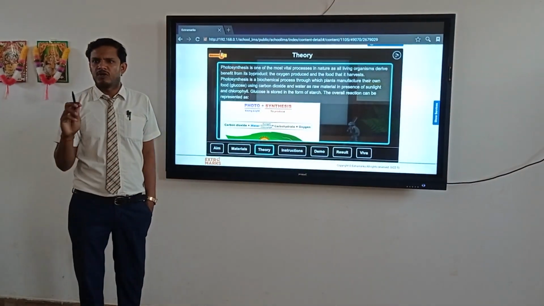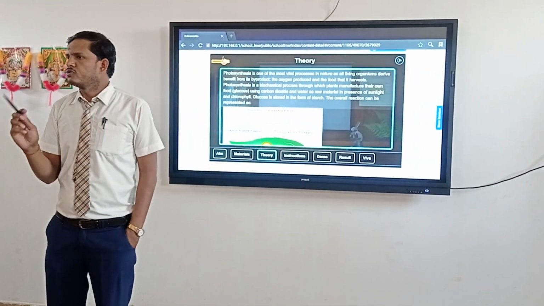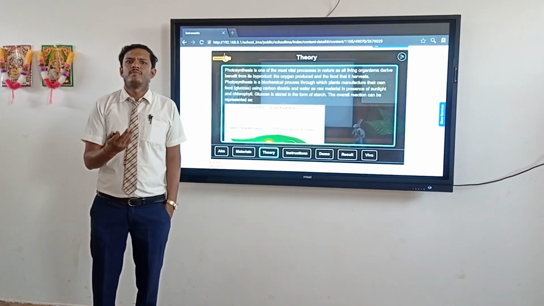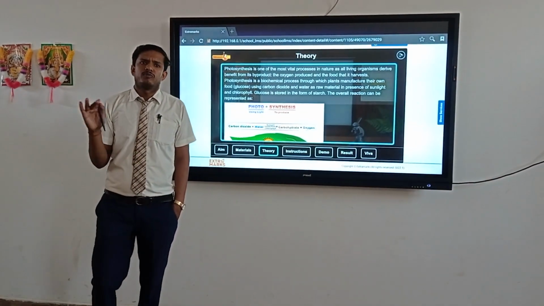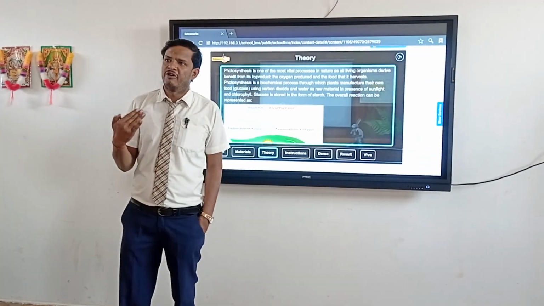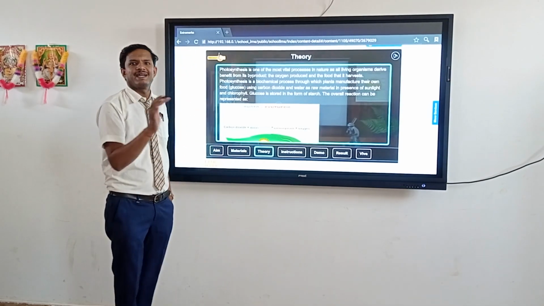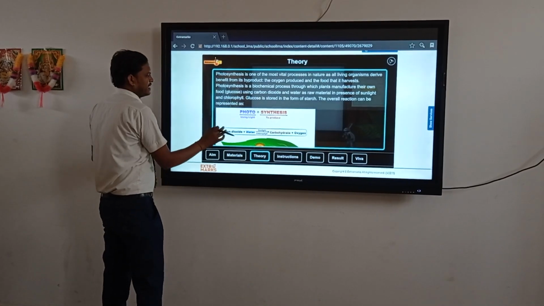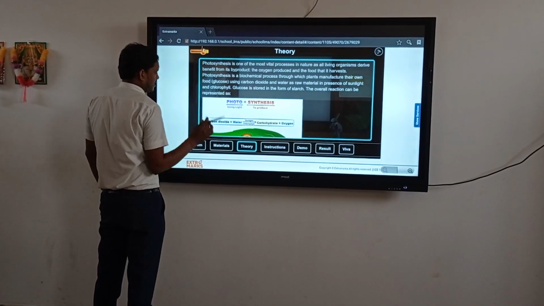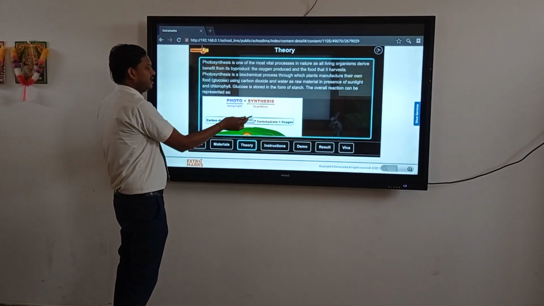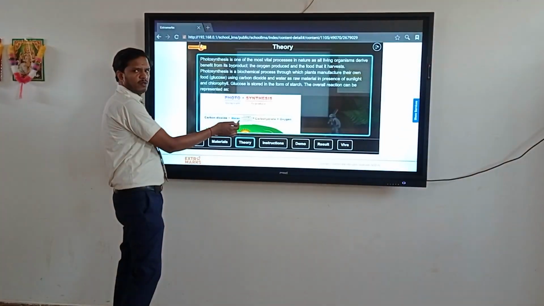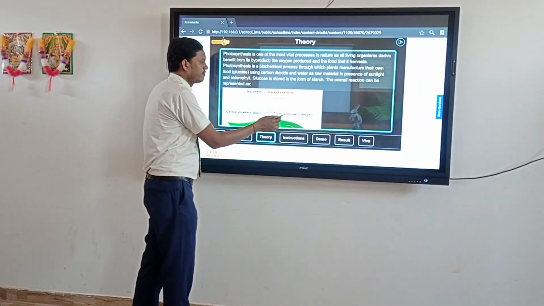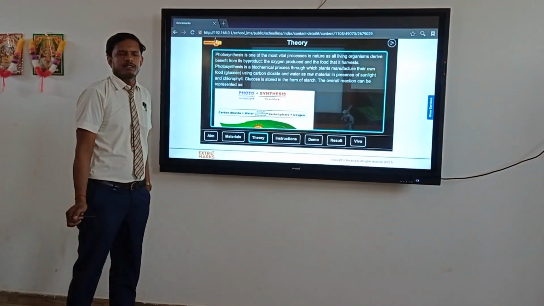Glucose is stored in the form of starch. I told you that glucose is used for different kinds of activities and functions, and if some remains, it is not stored in the form of glucose, but gets converted into starch and then stored. The overall reaction can be represented as follows: carbon dioxide plus water, in the presence of sunlight and the pigment chlorophyll, which traps the light energy, gives carbohydrate plus oxygen.